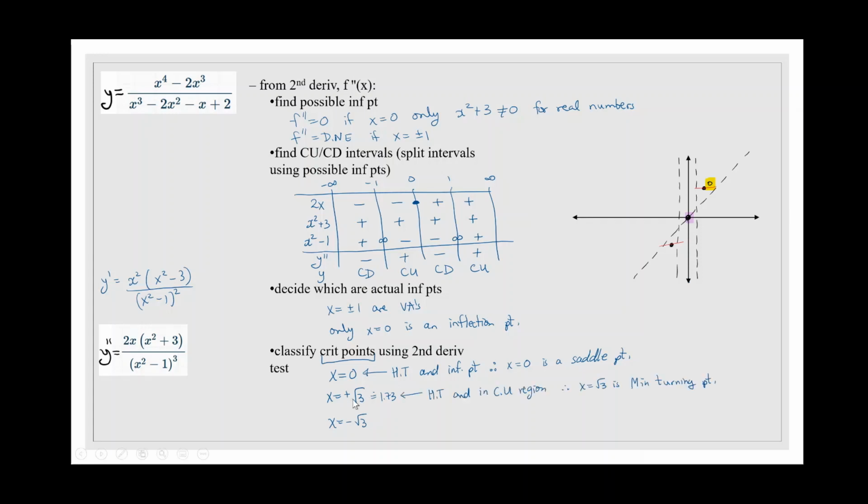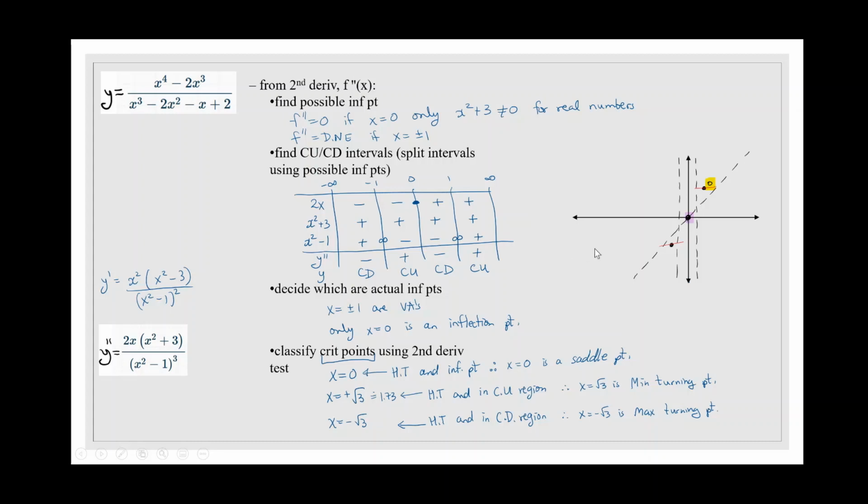This particular one, again, came from the numerator, so horizontal tangent, so it's flat slope. And this value here is 1.73. 1.73 is in this region here, which is the concave up region. So we have a flat slope concave up, so we'll have a minimum turning point at this value. Similarly, horizontal tangent concave down will be a maximum turning point for x equals -3, or -√3.